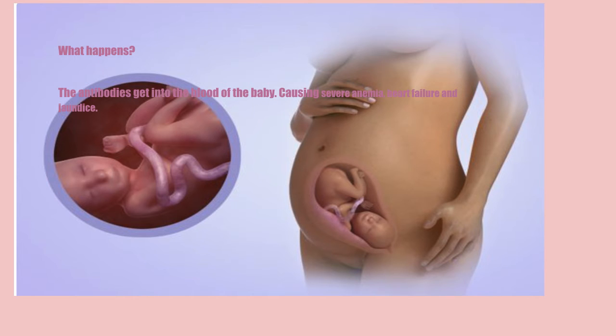Because when this Rh positive blood got into mama's system, who's Rh negative, the body sees that as a foreign invader, and it's like, oh, we've got to create these antibodies, so next time we see this, we can attack. So these antibodies get in there and they attack the baby, causing severe anemia, heart failure, and jaundice.